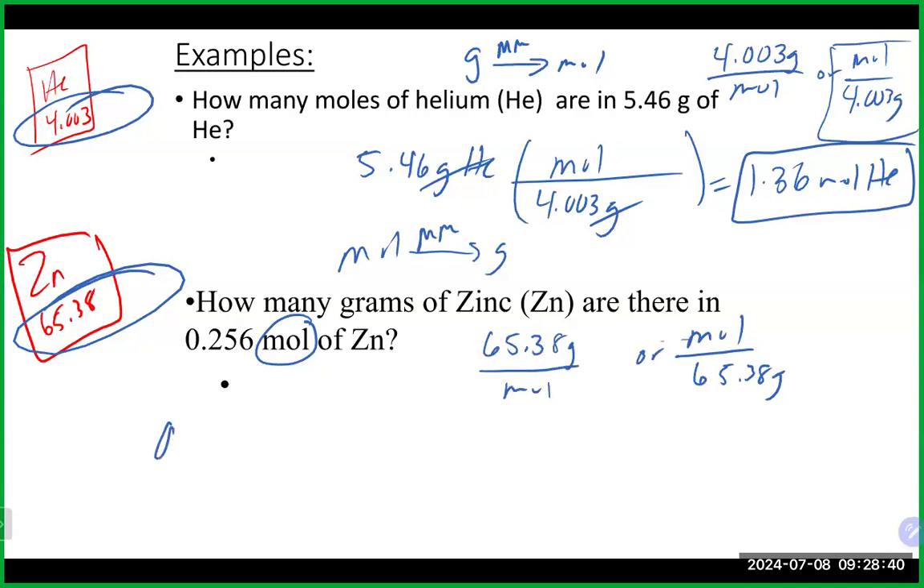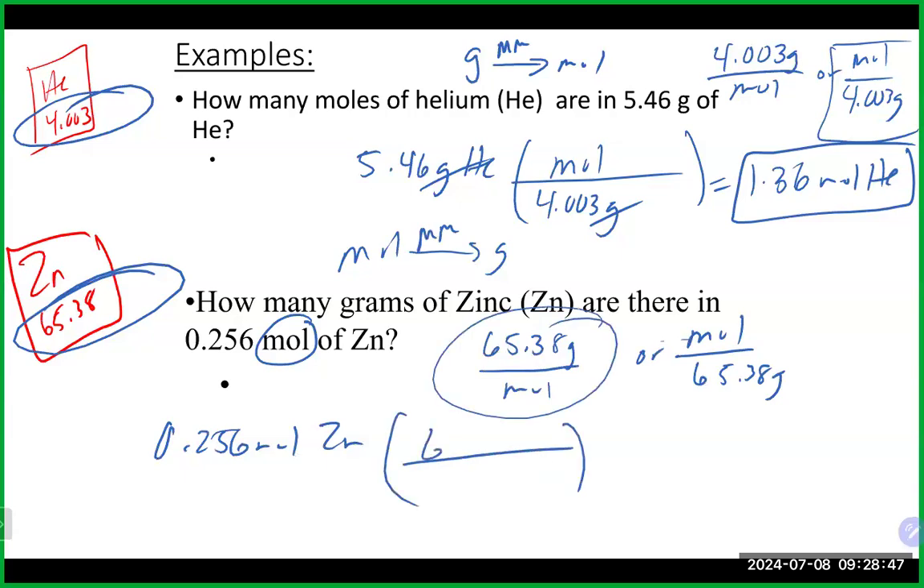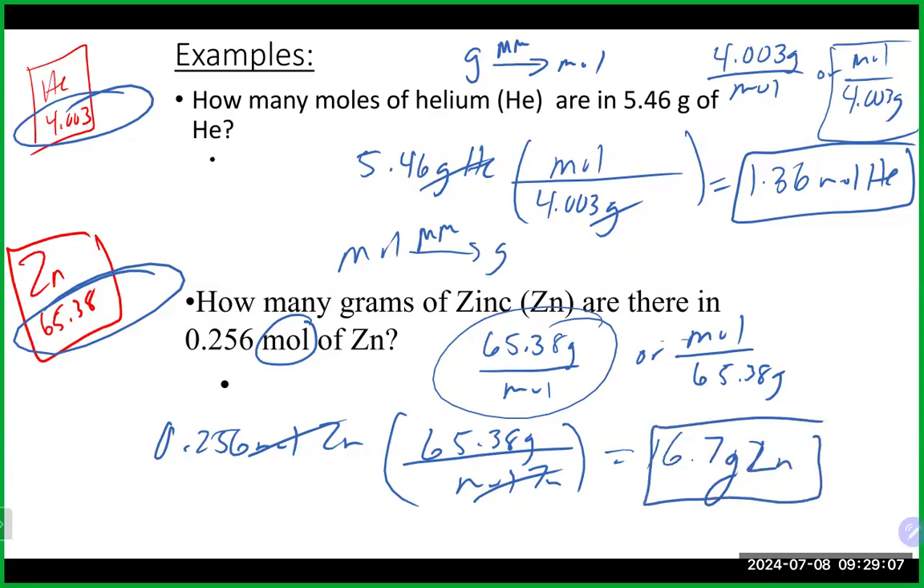So starting with 0.256 moles of zinc, in this case, we want moles on the bottom, so we'll use the molar mass with grams up on top. That way the moles cancel, multiplying our 0.256 times 65.38 is going to get us 16.7 grams of zinc in this case. Any questions on those two calculations there? All right, we'll let up there for today.